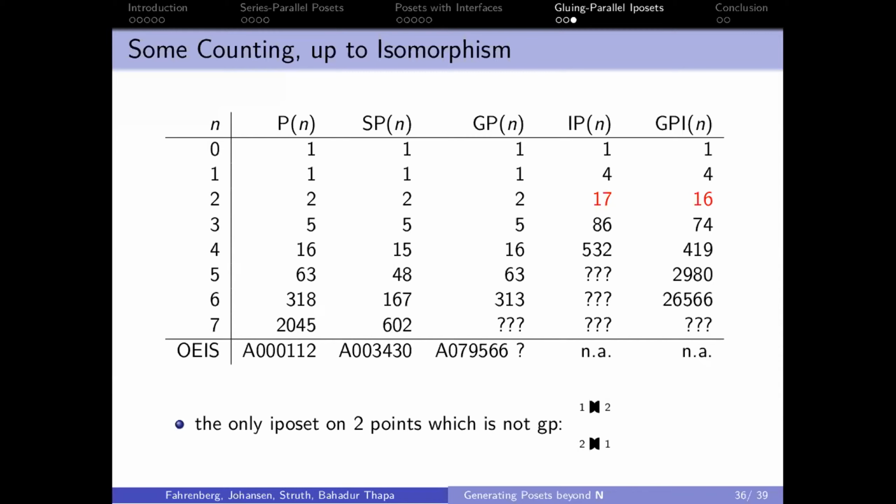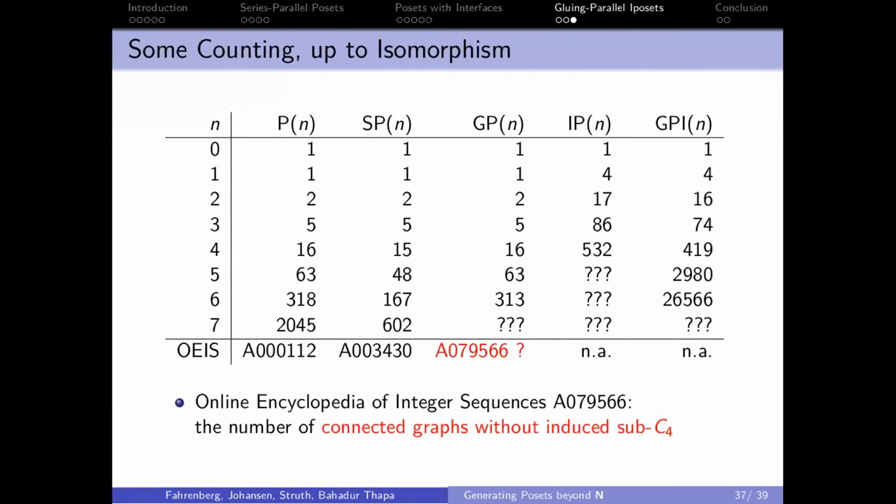And if you do parallel composition, you renumber your interfaces consistently. So you get 1, 2, and 1, 2, right? This is why this is not gluing parallel.